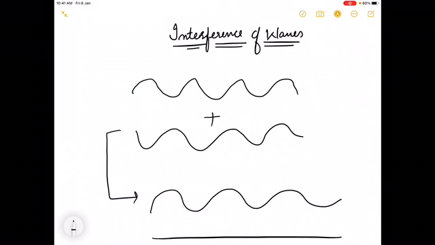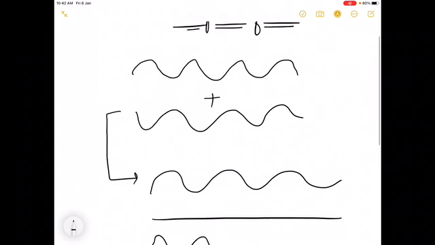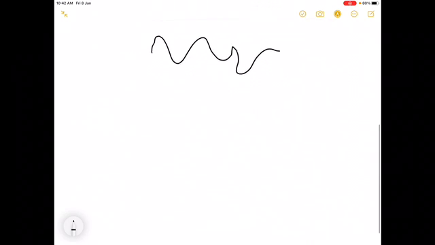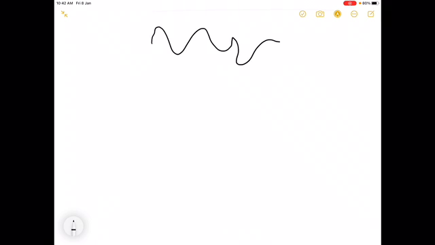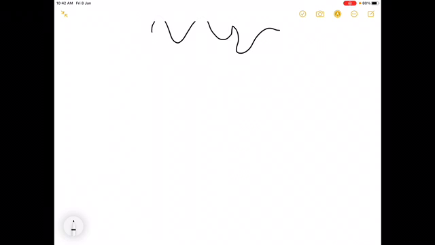Interference of waves means when different waves come together and meet, and after meeting, what is the next property that they are going to show? What is the resultant wave that we are going to see? Okay, so if that is clear, let's move to the topic. So let's imagine there is a wave.